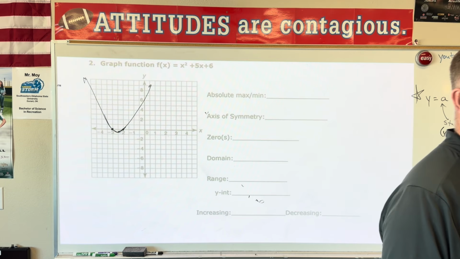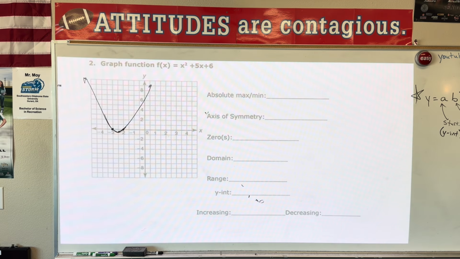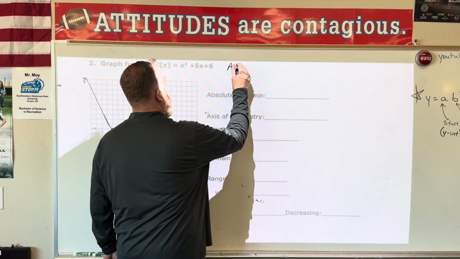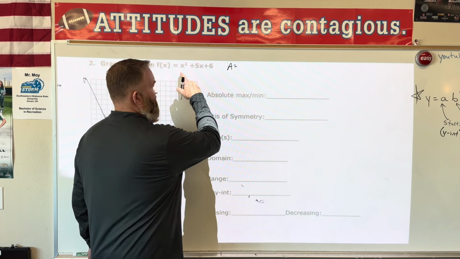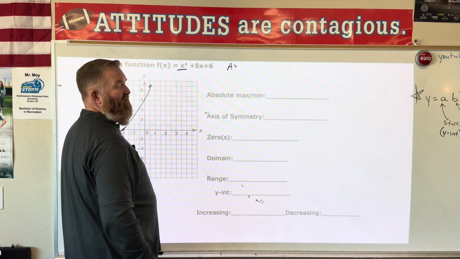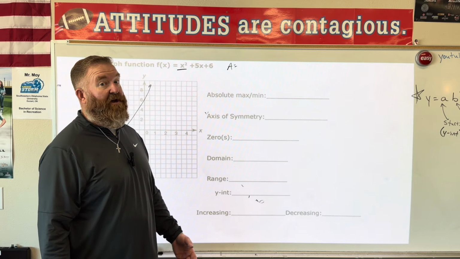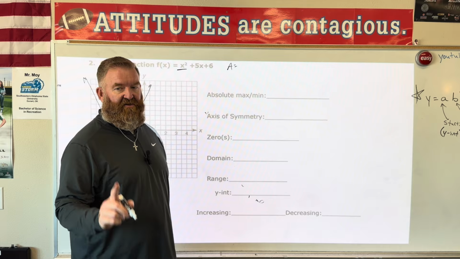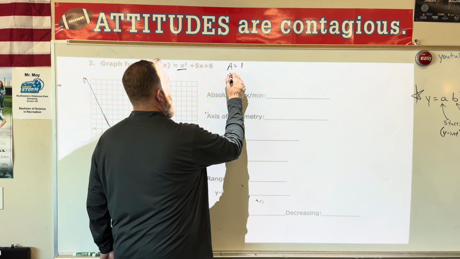All right. Are we good? All right, here we go. What's my A? What is, no. It's not X. What is A? What's the number in front of the X squared, guys? There's no number, so what is it? Nope, it's not X. It's a 1. A is 1. Okay, what's B?